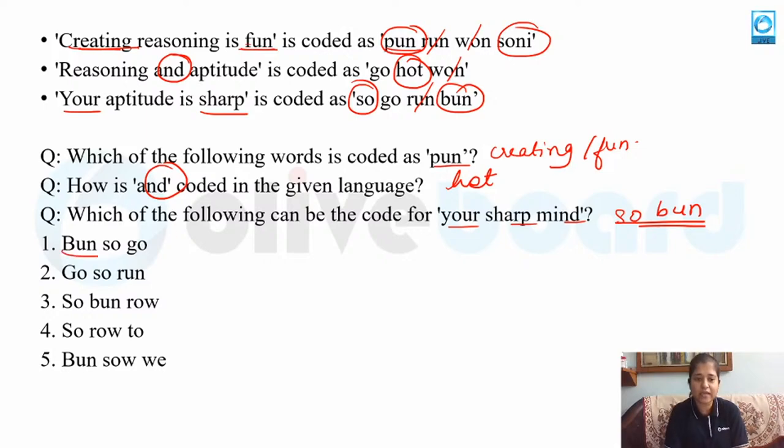So "or" and "bun" are here, but "go" is already used in here, so this is not the right answer. Here "bun" is not with "so", this cannot be the right answer. "Bun" is with "ro", which is a new word, so yes, this can be the right answer here. Okay, so this is wrong, this is also wrong. I hope this is clear, how we should go about it.